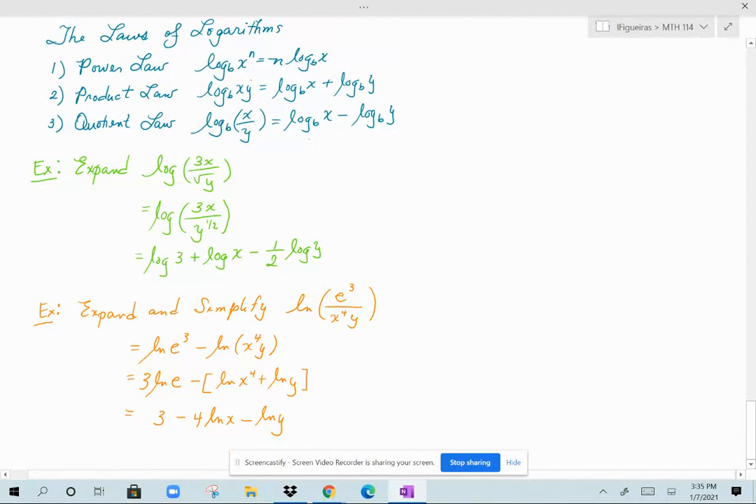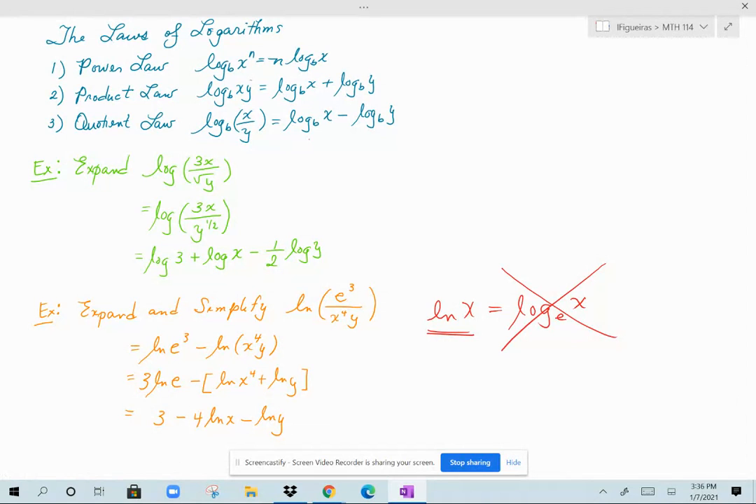Another special type of logarithm is your natural log. So I have the natural log of e to the 3rd divided by x to the 4th y. Remember, a natural log has the same behavior as regular logarithms of any base, but the base with a natural log is base e. So ln of, let's say, x is equivalent to log base e of x. Okay, but this is the common way. This is the way we would typically write it, not like that. Okay, so I'm again going to expand this and simplify as much as I can.